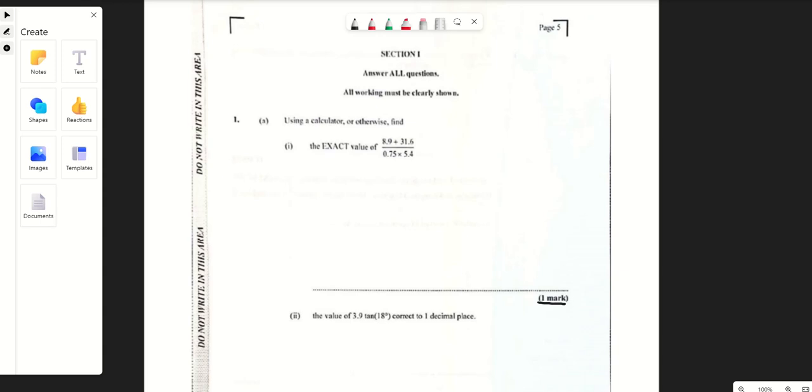Alright? So if you're gonna do this in your calculator, you're gonna put open bracket 8.9 plus 31.6 close bracket divided by open bracket 0.75 multiplied by 5.4 close bracket. Now, the reason why I put those brackets is because it tells my calculator, hey, I want to do whatever is in the brackets first, then divide, which is what you would have done if you had to do this manually.